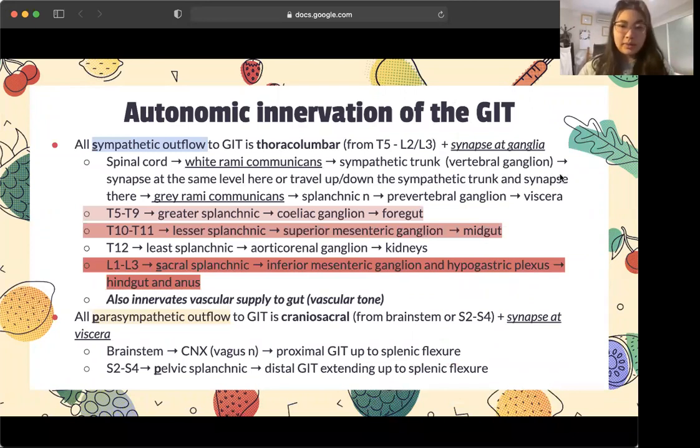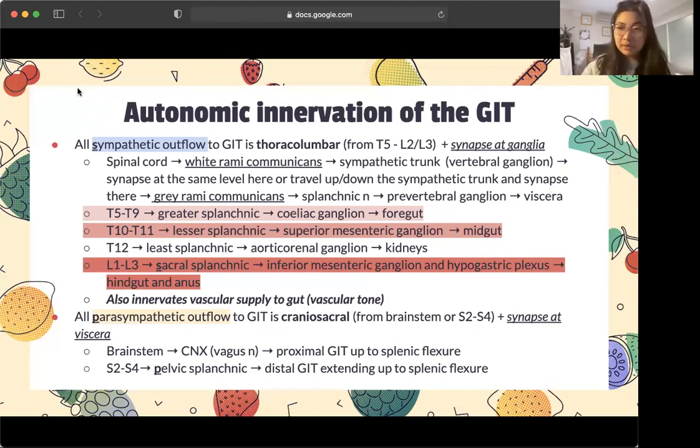Okay, so this is quite a big area, but we just want to remember regarding autonomic innervation to the gut, where sympathetic synapse and where parasympathetic synapse. That is the key thing that we want to remember, as well as which bundles of nerves supply which areas of the gut.